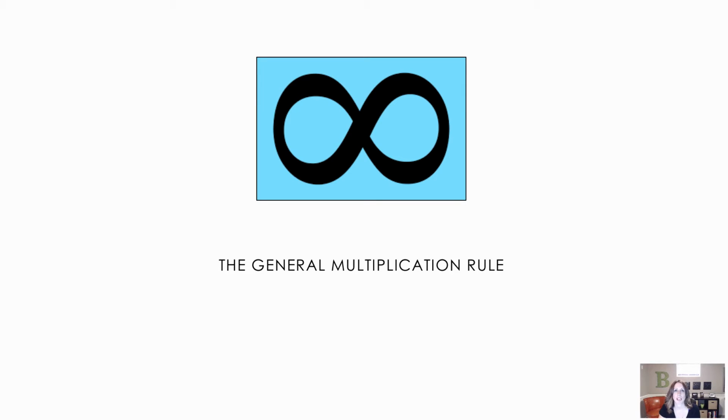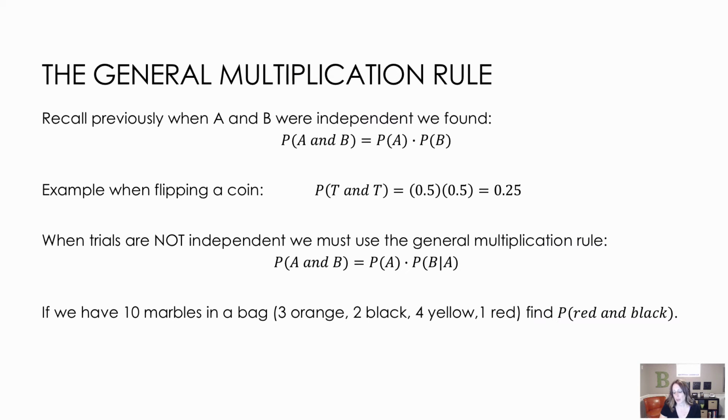Now that we've learned about conditional probabilities, we can learn the general multiplication rule, which works all of the time when we're dealing with multiplying probabilities. The general multiplication rule builds on the multiplication rule that we learned previously. Before, when we had two events occurring, and the "and" tells us that two events were occurring, we simply multiplied those probabilities together.